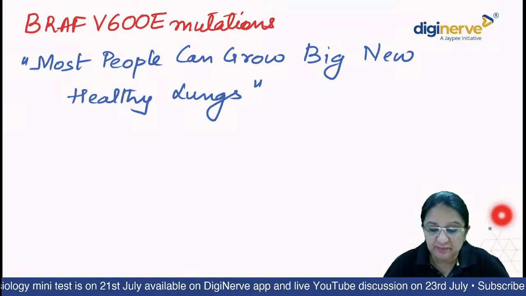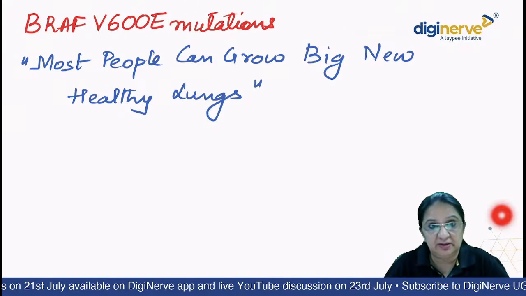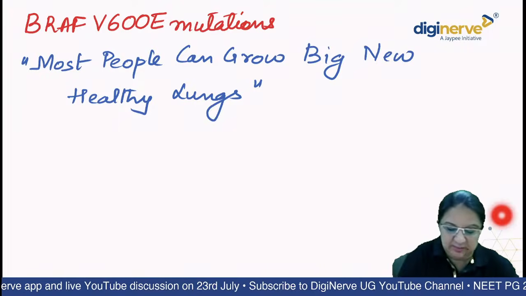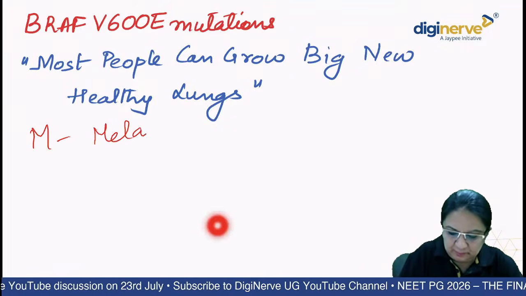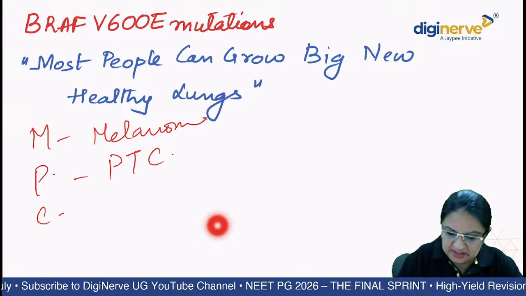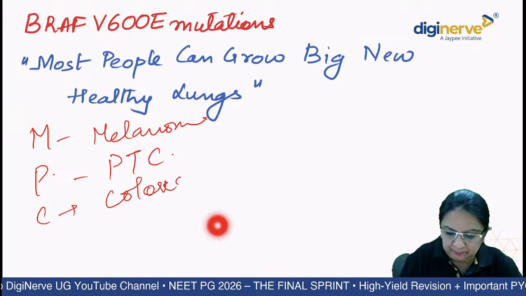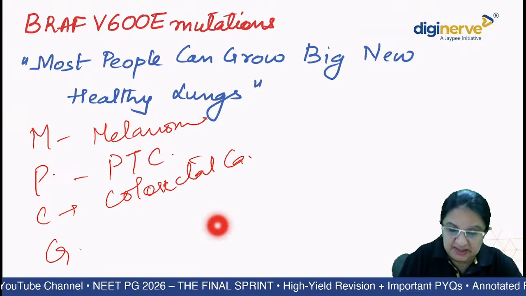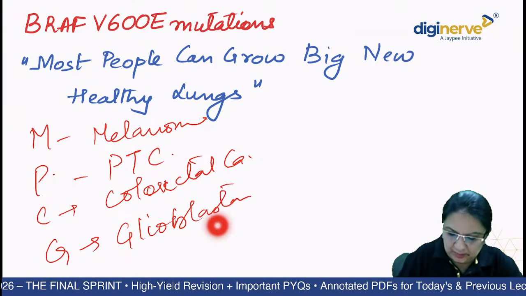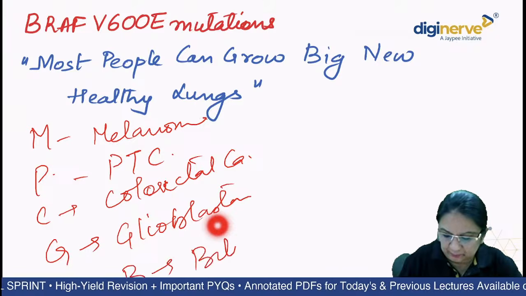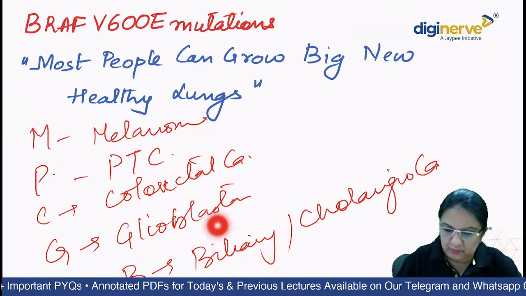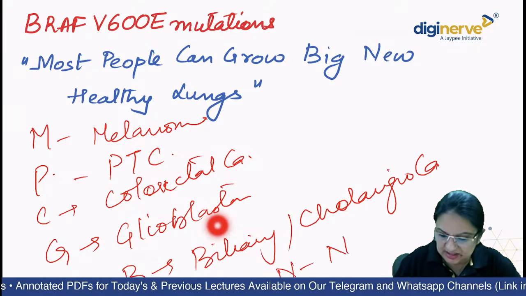So just remember the mnemonic: most people can grow big, new, healthy lungs. So M is melanoma. P is your papillary thyroid cancer. C is your colorectal cancer. G is your glioblastoma. B is your biliary, or cholangiocarcinoma. Then N is your non-small cell lung cancer.